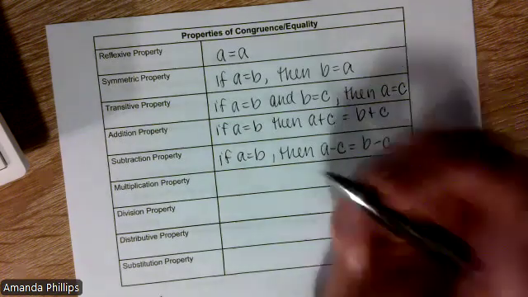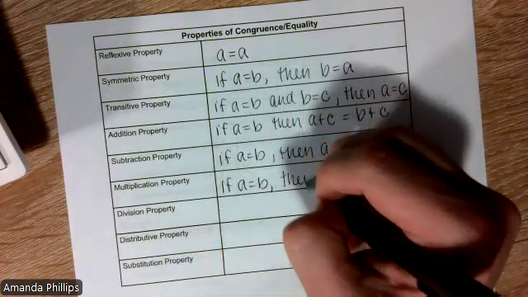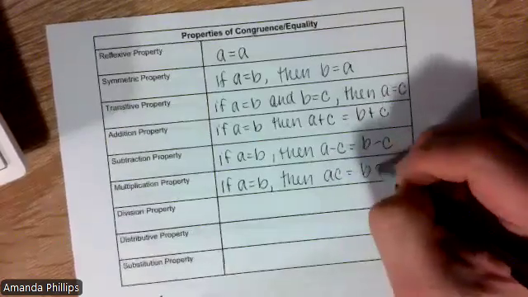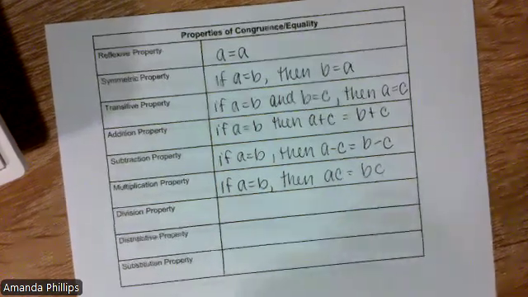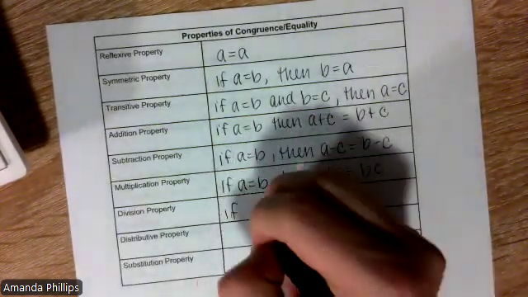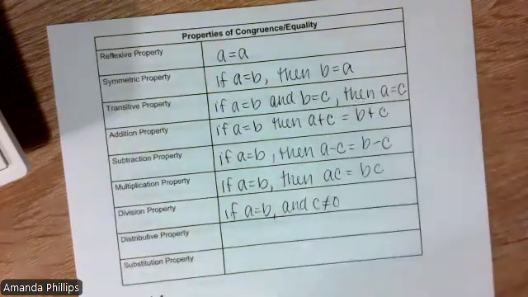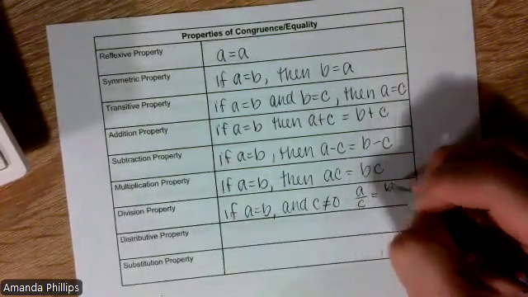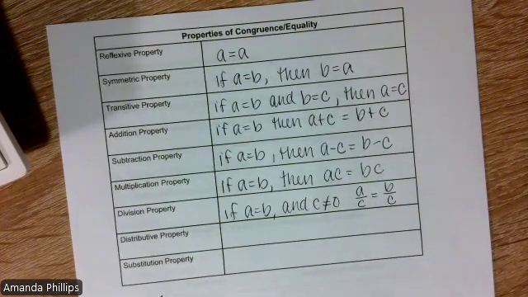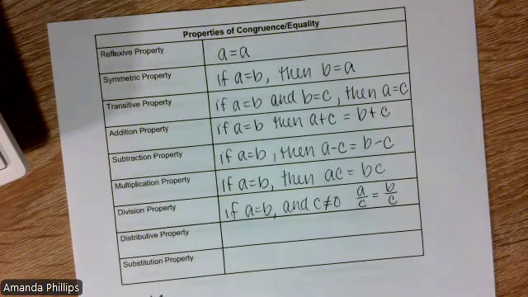Okay, all right, multiplication property. If A equals B, then AC equals BC, meaning we can multiply both sides by C and it will still give us the same thing. All right, division property. If A equals B, and really important, C does not equal 0 because we can't divide by 0, then we know that A divided by C is the same thing as B divided by C, meaning you can divide by C on both sides and still get the same thing. But again, C cannot equal 0 because you can't divide by 0.